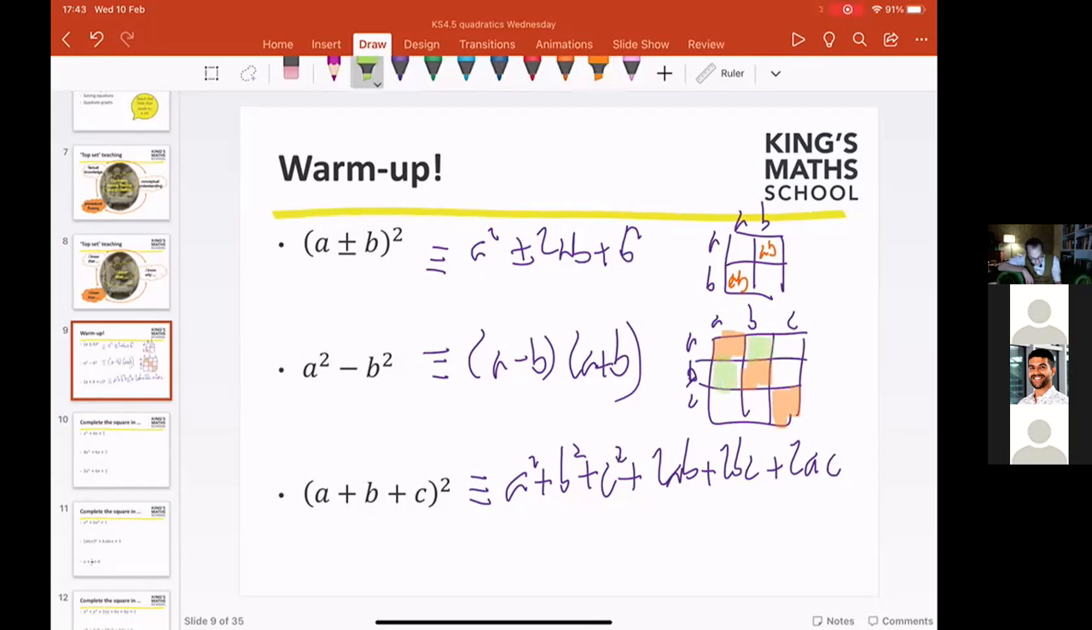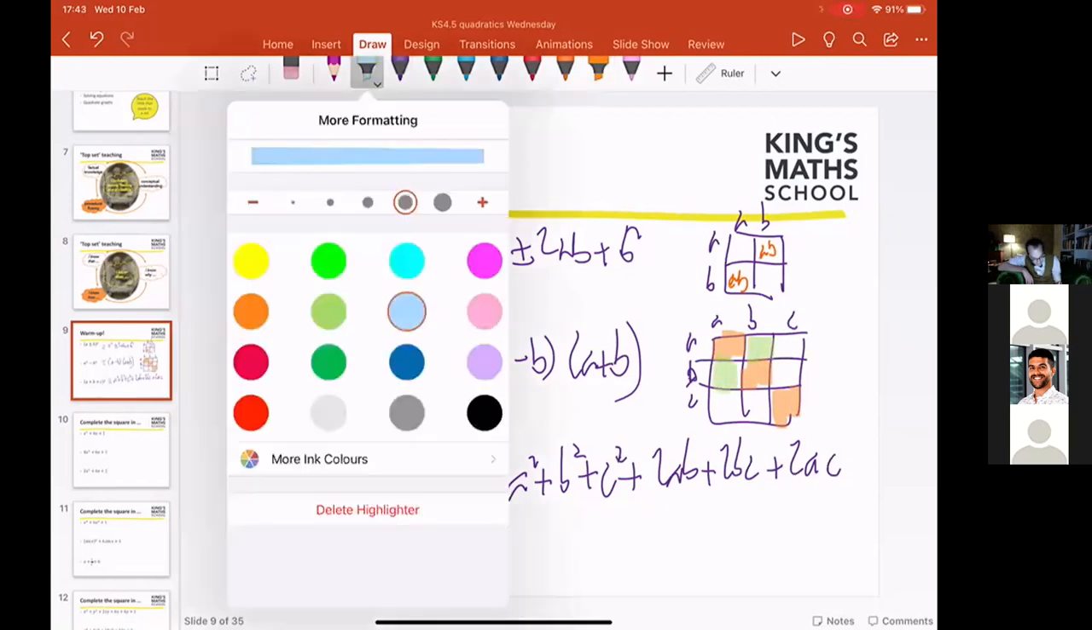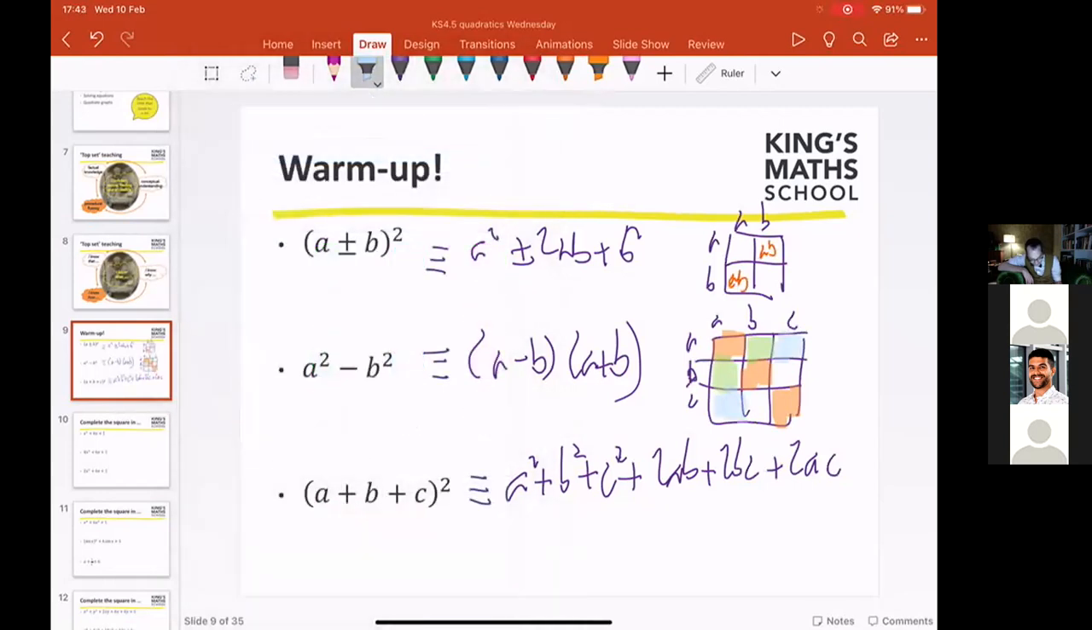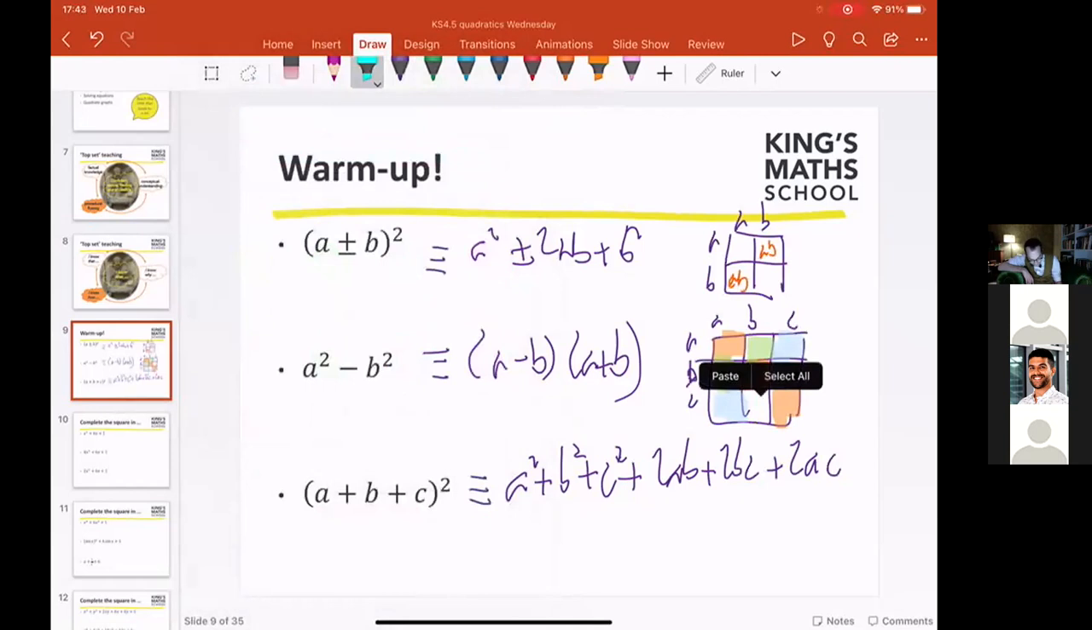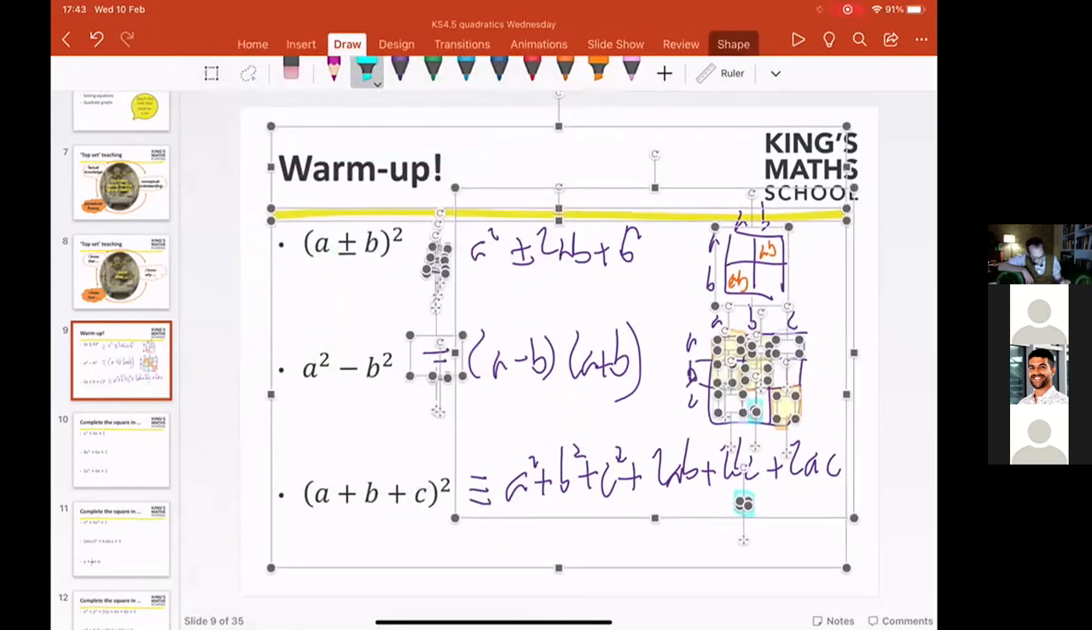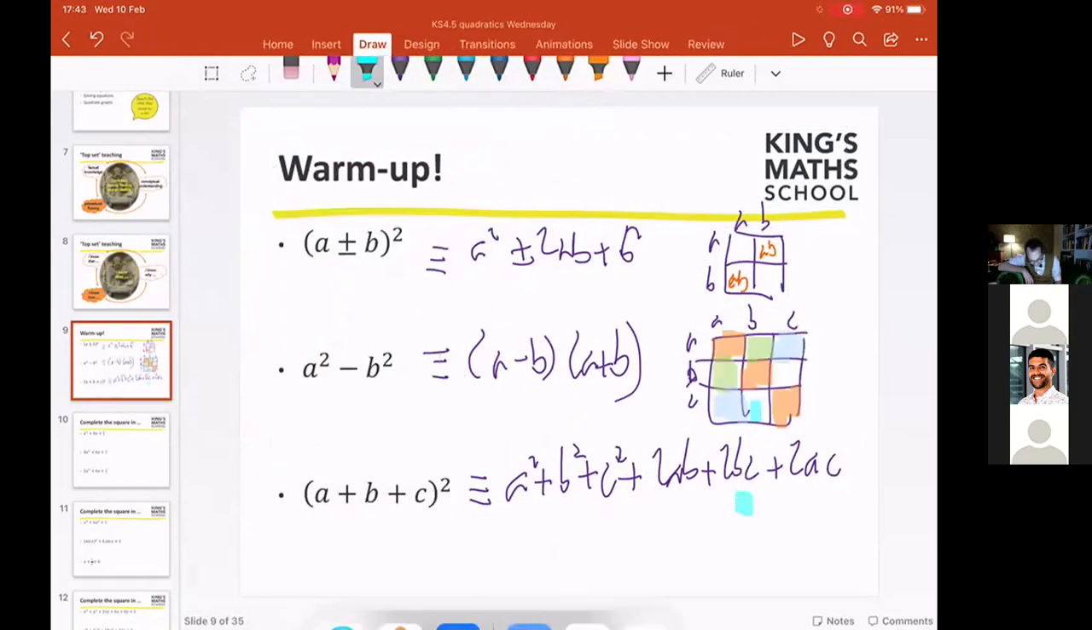And then you've got the ab and the ac and the bc terms there.